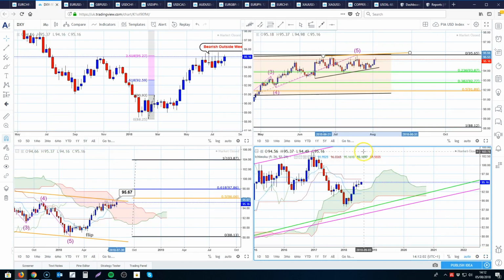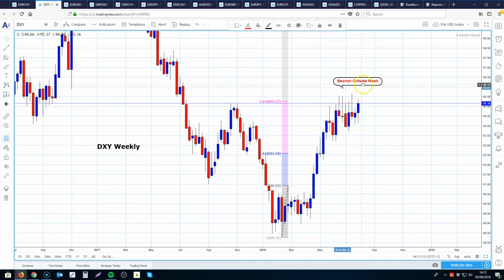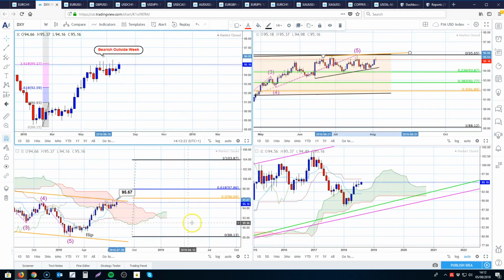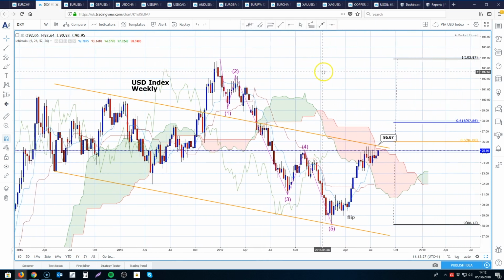If we go to the weekly chart, we can see that we've hit a 261.8% Fibonacci extension level at 95.27. We did post a bearish outside week, but that actual high was taken out, and we're just seeing this period of consolidation, really.